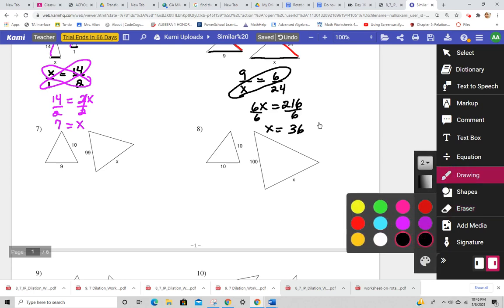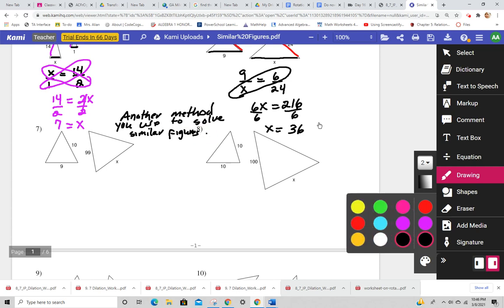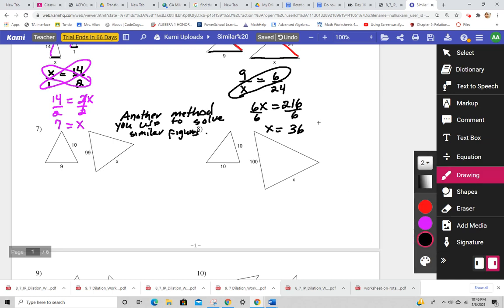All right, so now I want to show you another method you can use to solve similar figures. You can check for the scale factor. You can see what is the scale factor between the two similar figures. So let's look at this one here.